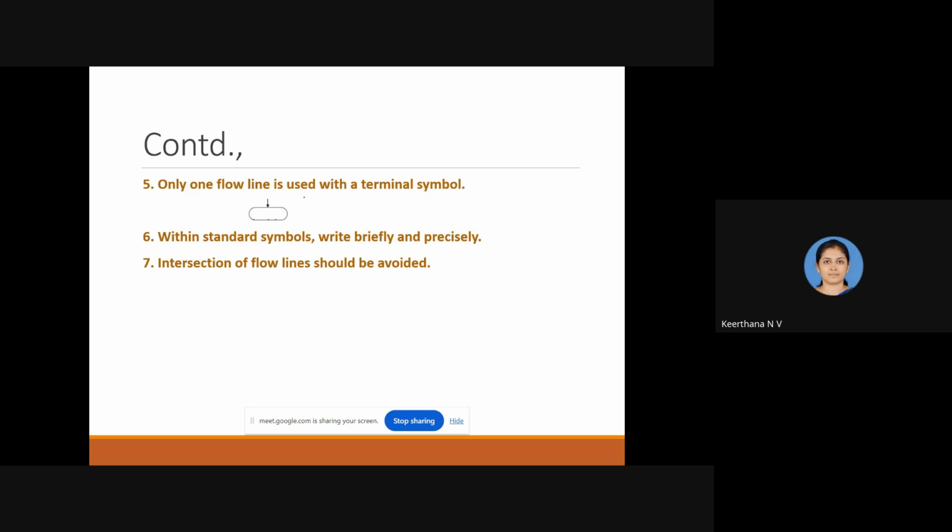So next thing, for a terminal, you will be using this oval symbol. For a terminal, this arrow should not come. Only the top-down symbol has this arrow. Symbols can briefly or precisely describe the instructions to be given inside this flowchart.